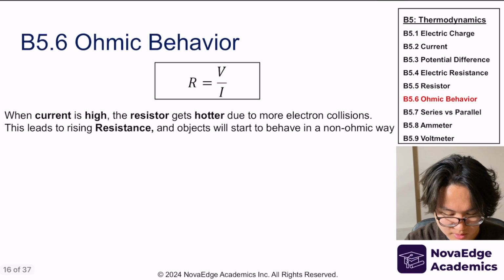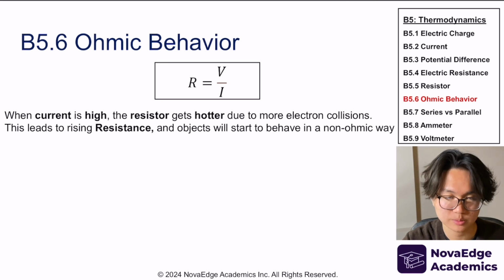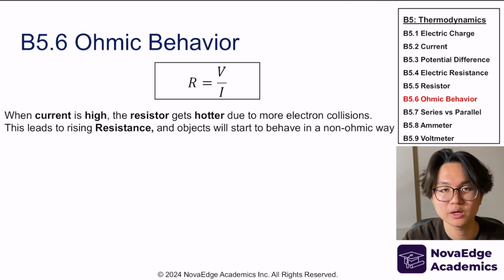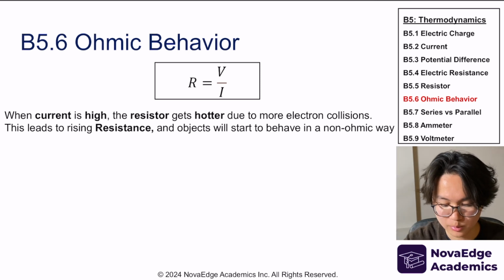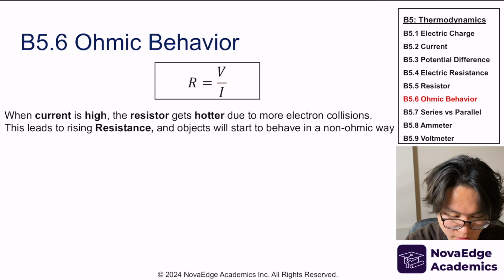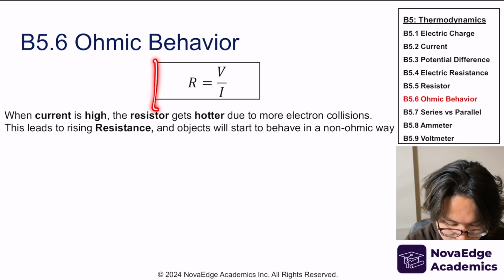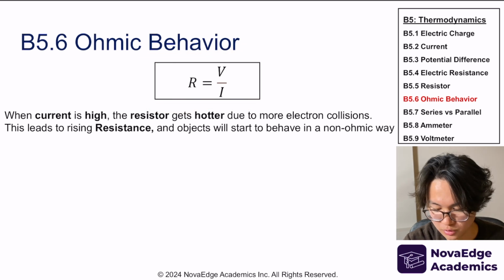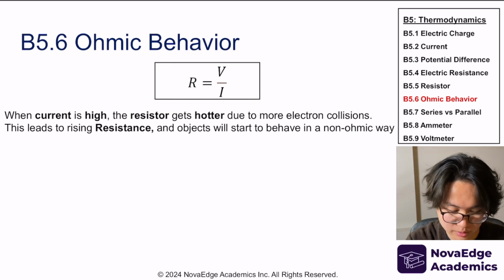Okay. Last but not least, I'm going to talk about ohmic behavior. Okay, and this is something you need to know conceptually because they will definitely ask you in paper 2, like a 1 mark question, or paper 1 in multiple choice. So what is ohmic behavior? Well, ohmic behavior is just this relationship, okay, this relationship of resistance is equal to V over I. You can rearrange it however you want, V equals IR, whatever. But as long as this relationship holds, we say the system behaves in an ohmic way.